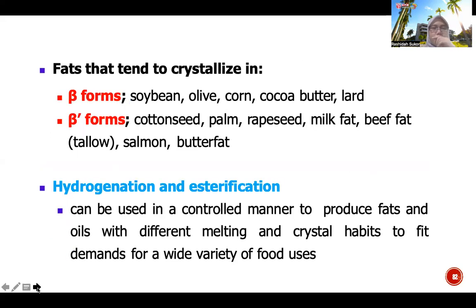Okay. So fats that tend to crystallize in beta form. Okay. Examples: soya bean, olive, corn, cocoa butter and lard. So kalau kita tengok cocoa butter, okay, dia adalah in terms of beta form yang dalam coklat tu.